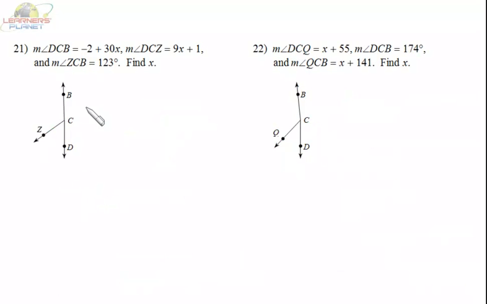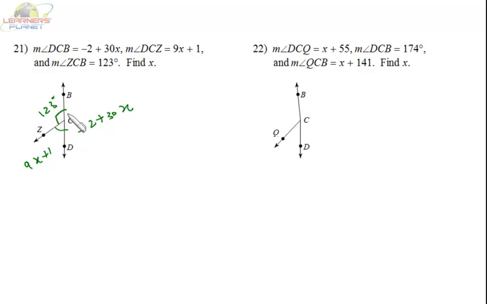Now let's see this question. Angle DCP is minus 2 plus 30x. Angle DCZ, that means this angle, is 9x plus 1, and angle ZCP, this angle, is 123 degrees. Just write it over here. It's 9x plus 1 and this is minus 2 plus 30x. That means in all these three cases the vertex is C and the center angle should be 360 degrees. So we have to find out the value of x.